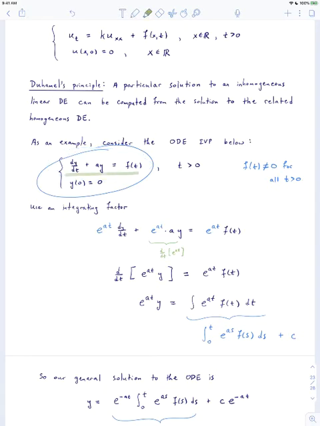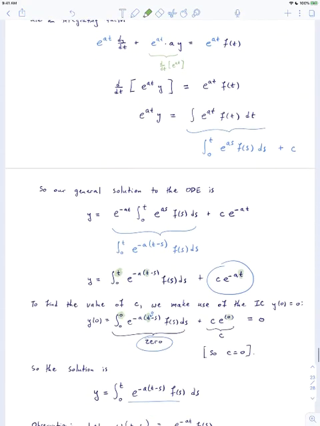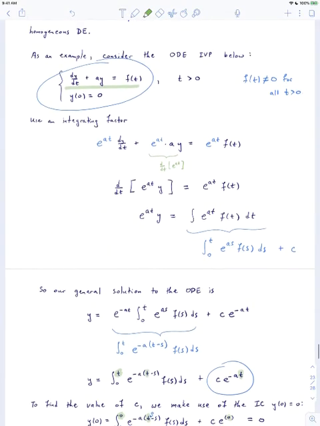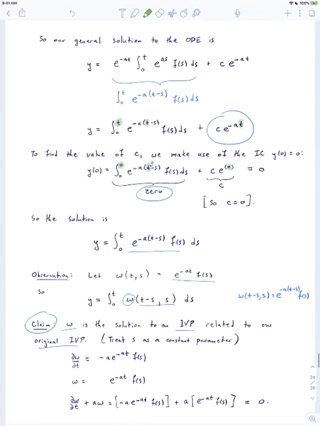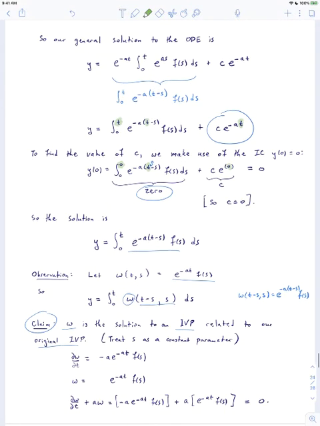dy/dt plus ay is equal to f of t. So what we'll see is that w satisfies the same differential equation except the homogeneous version of it. It will satisfy the differential equation with a 0 on the right. So let's show that that's true. We just need to compute the derivative with respect to t and add a times w to it. So let's just compute these.